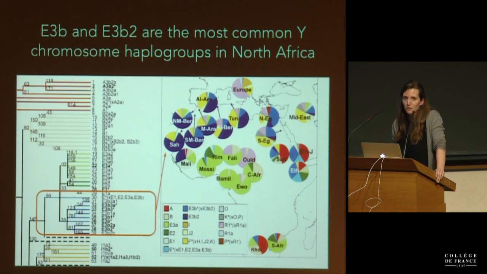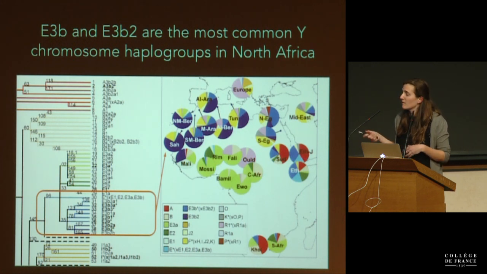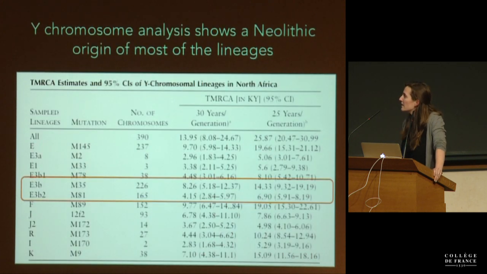The system is very similar to the one that I explained for the mitochondrial DNA. This is a phylogenetic tree of the Y chromosome. And you can see that most of the North African populations have very, very high frequencies of a specific haplogroup, which is called E3b, and also quite high frequencies of another haplogroup, E3b2, sorry. They are very close in the phylogeny, so they are directly related. If you date the phylogeny of these two haplogroups, it's very recent. It's 8,000 and 4,000 years ago.